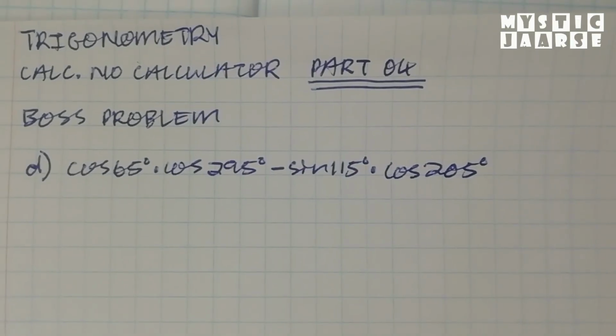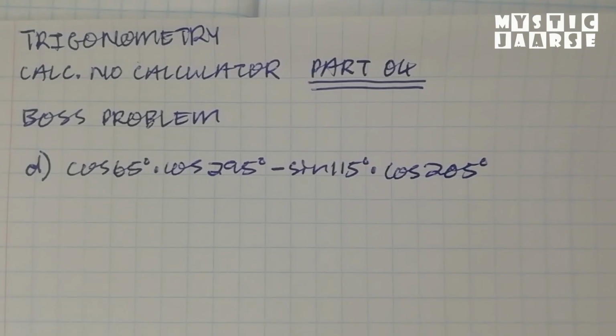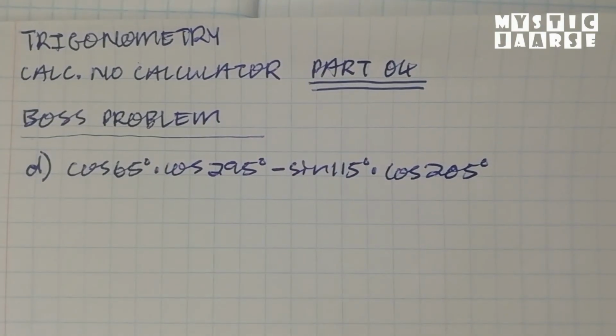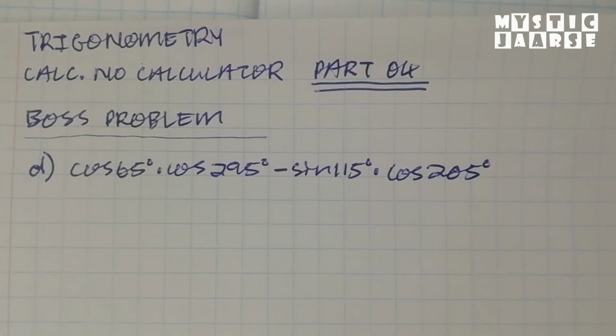Welcome to this lesson. We are doing trigonometry grade 12 and we are dealing with cos compound and sine compound, the compound angles. Now this is part 4 and I call it the boss problem because it is not straightforward. Everything is not given to you.